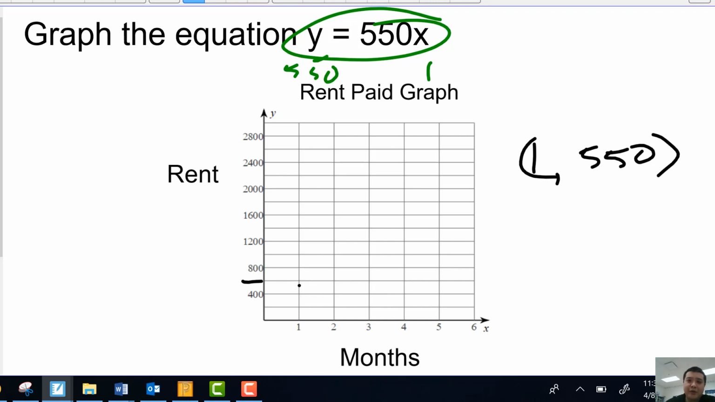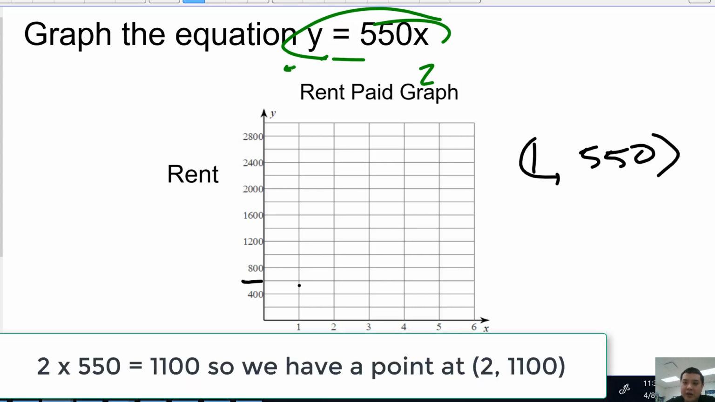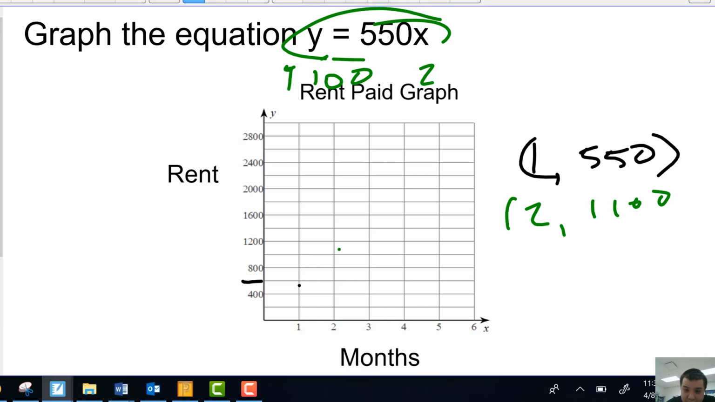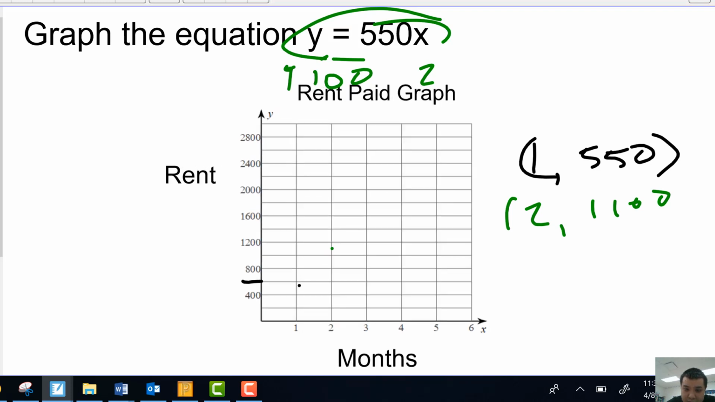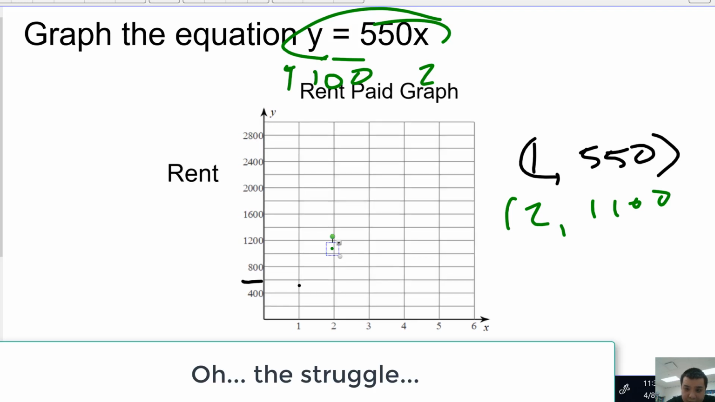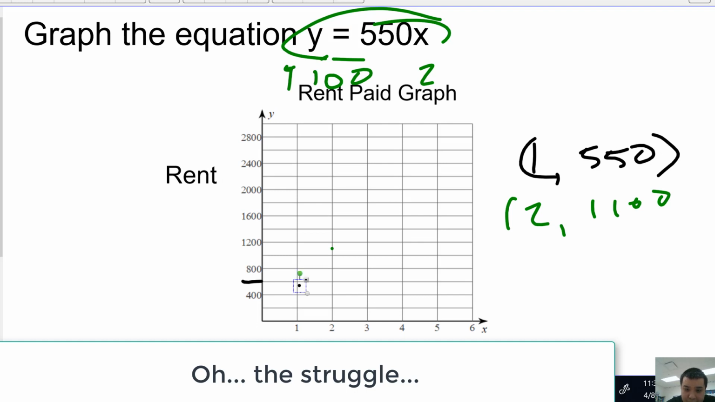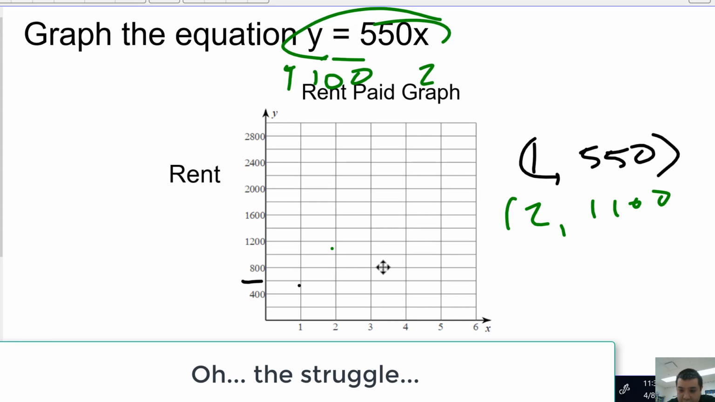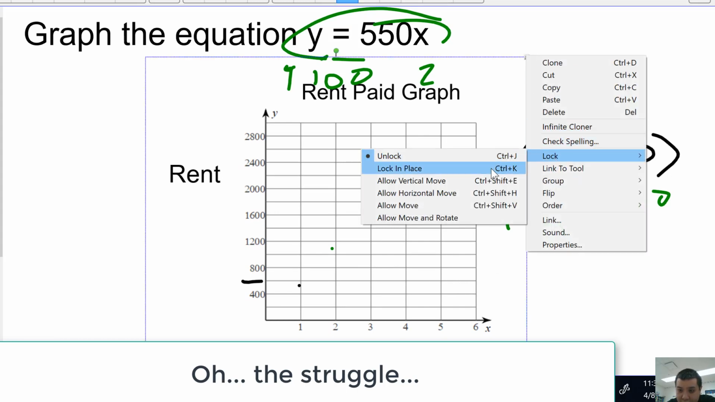550. We're going to have another one at, if we replace x with a 2, we find that y, 2 times 550, is 1,100. So we're going to put another dot at 1,100. So again, these go up by 200, so 2, and oops. Let's move that a little bit over. Right there. Nope, there we go. But now we gotta move this one over. Let's try locking this. That way it doesn't move on us. There we go.